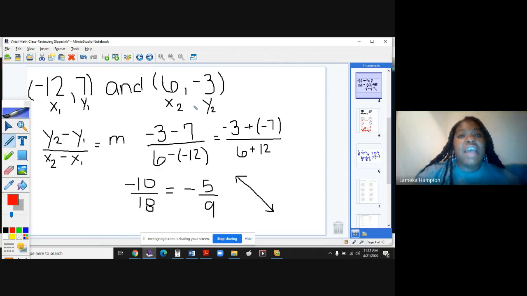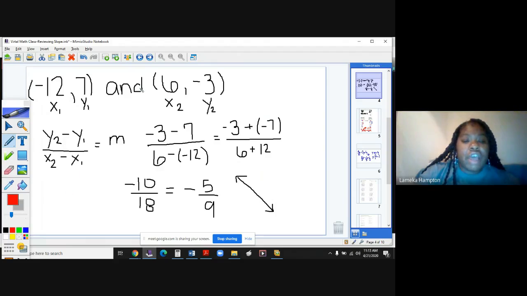6 is the x coordinate of the second set. So therefore 6 is represented as x2, and -3 is represented as y2 because -3 is the y coordinate of the second set. Okay. So the next thing we're going to do, we are going to plug and chug, or substitute our numbers in for these letters.